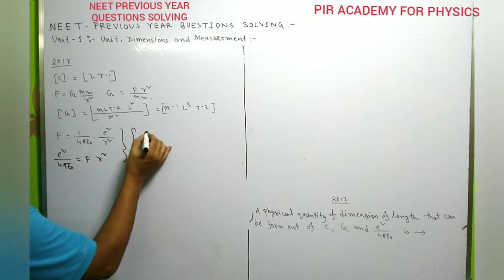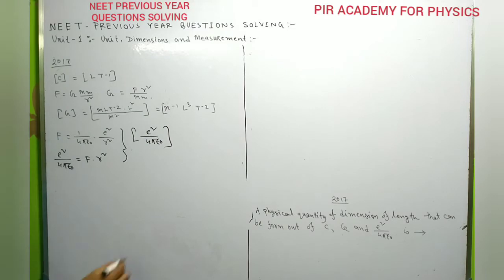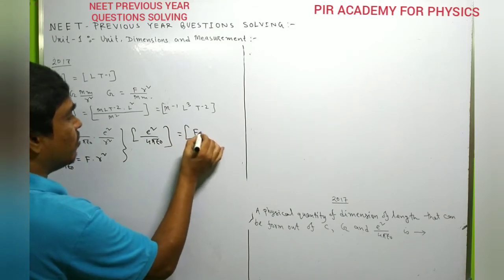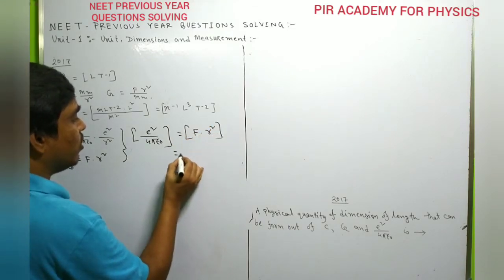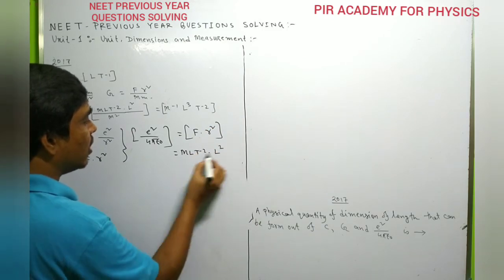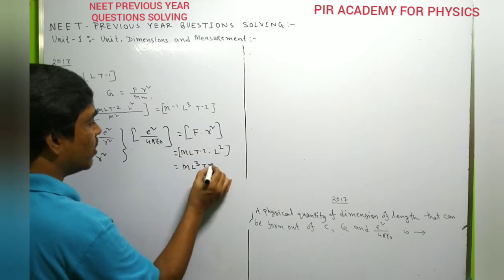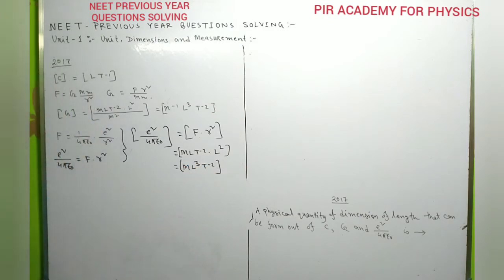So the dimension of e square by 4 pi epsilon naught equals the dimension of F into r square. So it will be M L T to the power minus 2, here is L square. So it will be M L cubed T to the power minus 2.